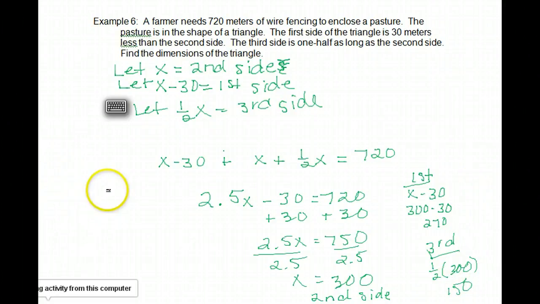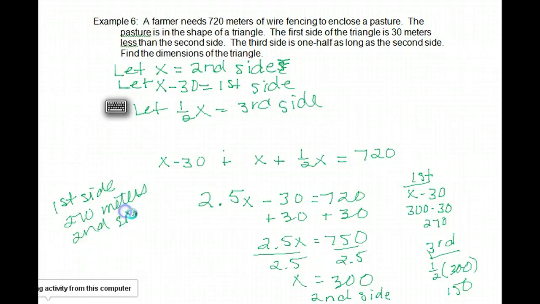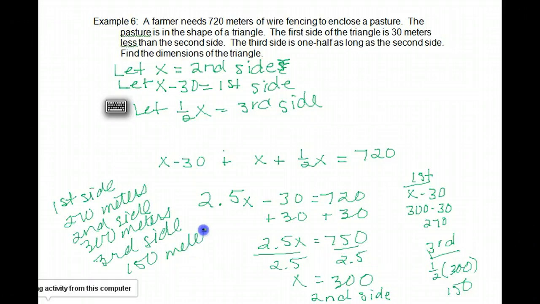So the last thing that you want to do is go ahead and write me a nice little organized sentence that tells me that the first side of the pasture is 270 meters. The second side of the pasture is 300 meters. And then the third side of the pasture was 150 meters.